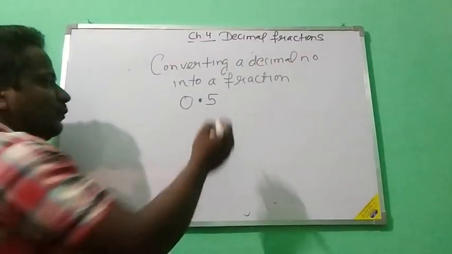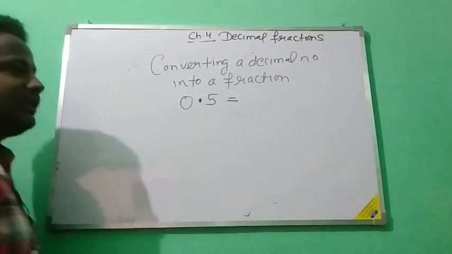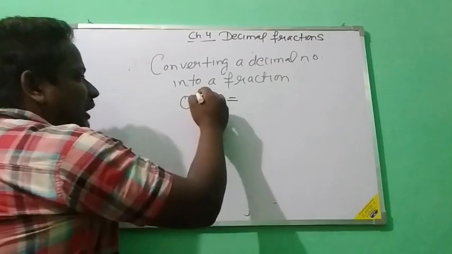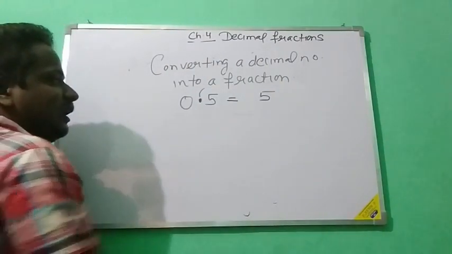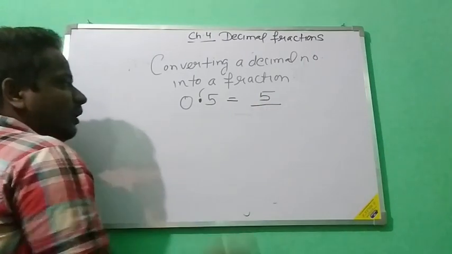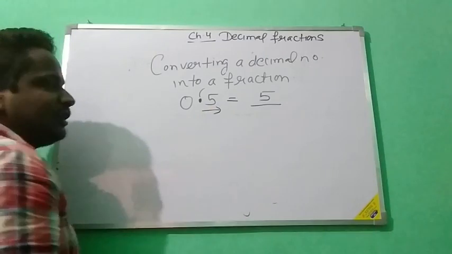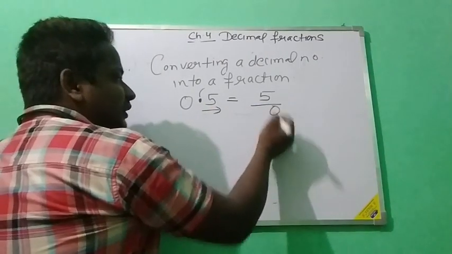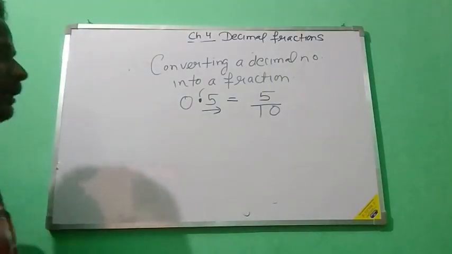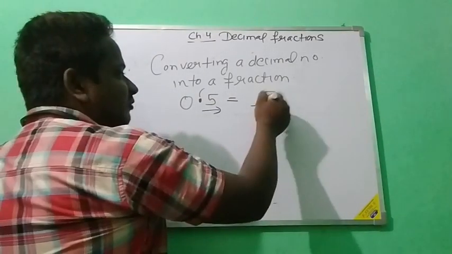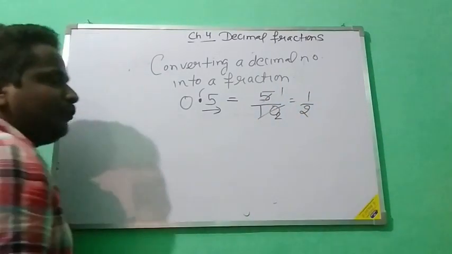What you need to do, you will look at this decimal point. You will remove this decimal from here and you will write the numerator as it is. And in the denominator, you will look at the right side. On the right side you have only one number. So you will place 1 and 0 ahead of it, and it will become 5 upon 10. You can reduce this: 5 ones are 5 and 5 twos are 10. So it will become 1 upon 2.